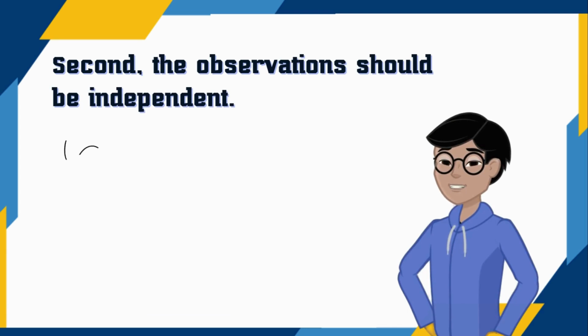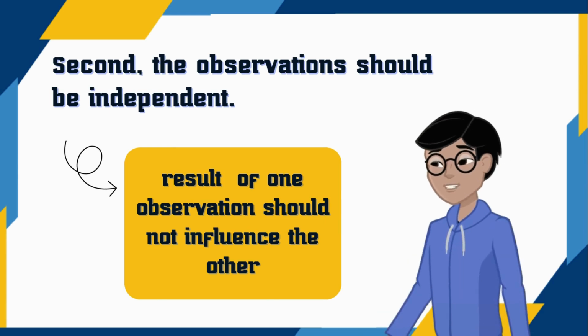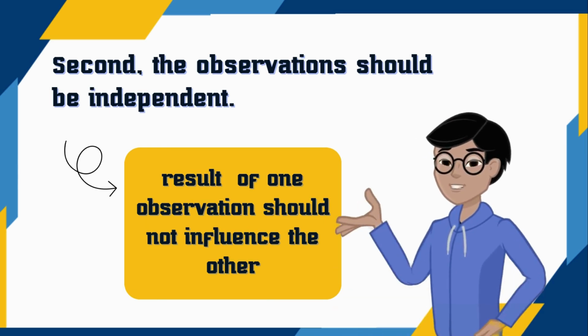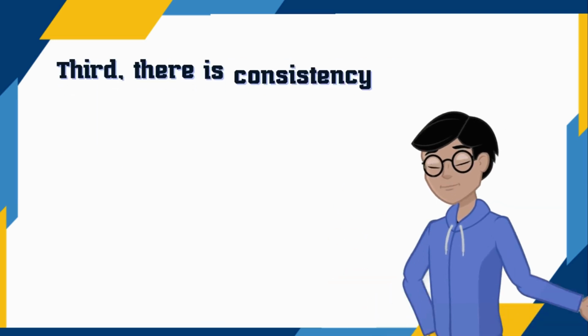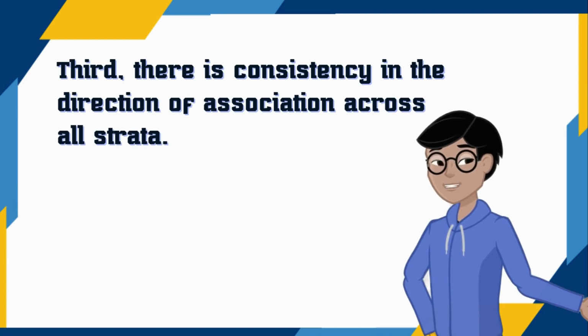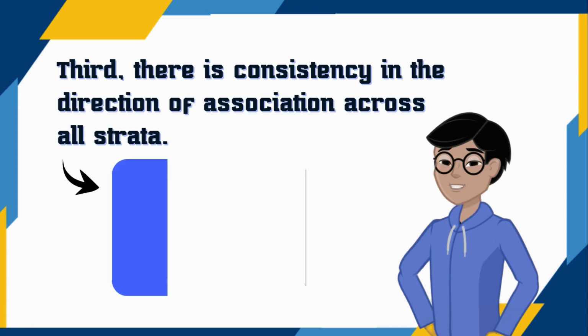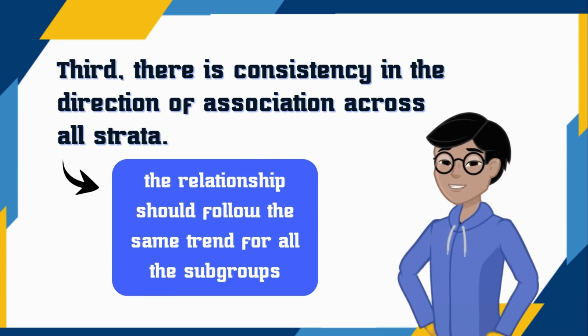This means that the result or value of one observation should not influence or depend on another. Think of each data point as a separate voice in the dataset, not an echo of another. Third, and just as important, is consistency in the direction of association across all strata. This means the relationship you're investigating, for example, whether exposure increases risk, should follow the same trend in each subgroup or layer of your data.